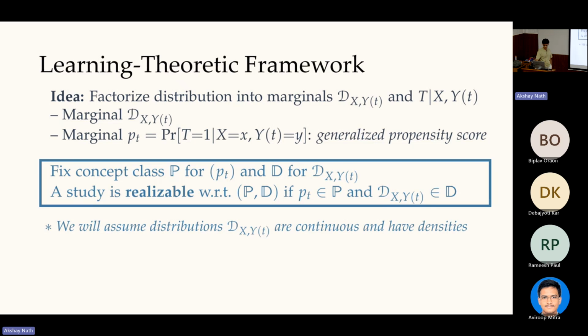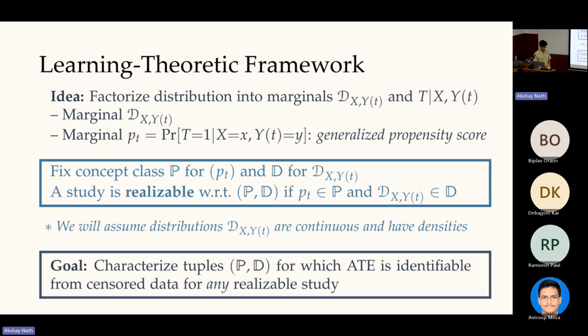So in these terms, our goal is now to characterize the tuples P and D for which we can identify the average treatment effect. This will tell us classes of P and D for which, if you believe your observational study is realizable by these classes, you can solve the average treatment effect estimation problem. And for simplicity, throughout, I assume that these have continuous distributions and they have densities.